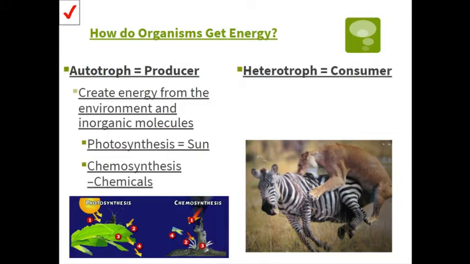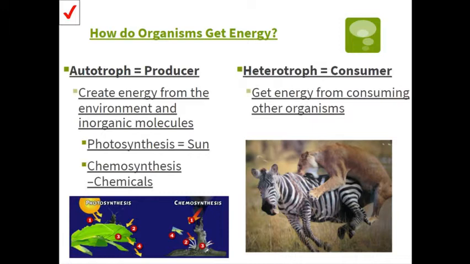The other option are heterotrophs. Heterotrophs are consumers, meaning that they get their energy from consuming other organisms. For example, like this lion and zebra. The types of consumers. Now, there are a variety of different types of consumers.